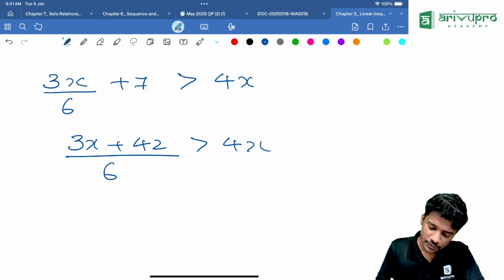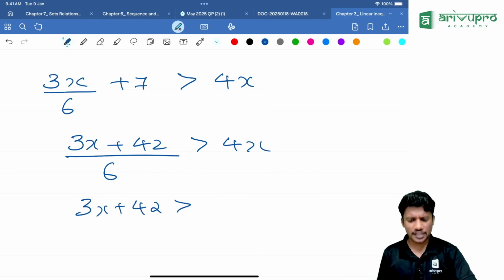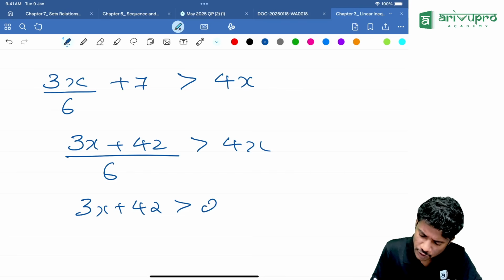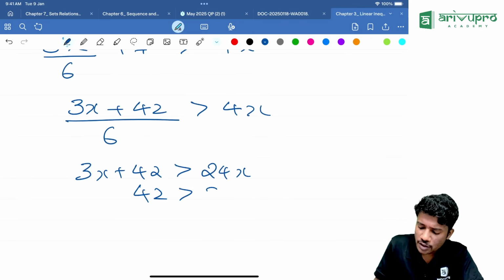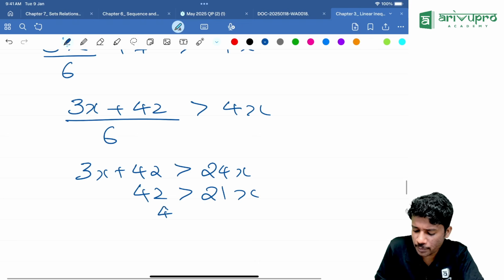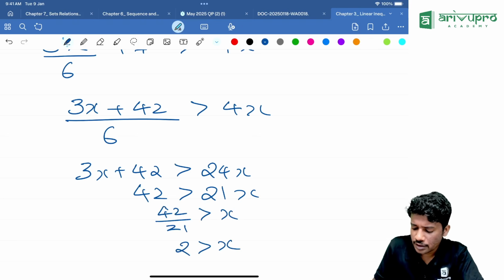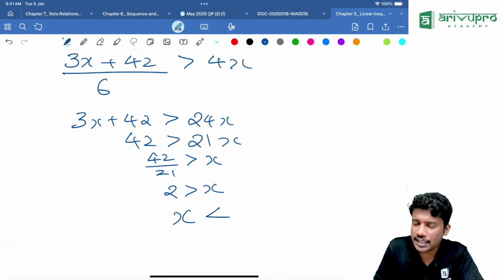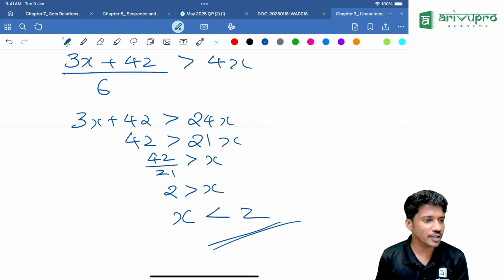Cross multiply. That means 3x plus 42 greater than 24x. That means 42 greater than 21x. That means 42 divided by 21 greater than x. That means 2 is greater than x. That means x is less than 2.